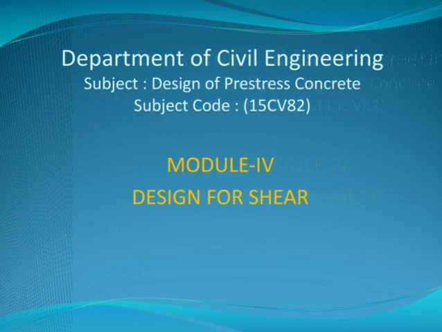We are into module 4, design for shear. In the previous lecture we solved one example on web shear, and using the VCW value we were able to find out the maximum UDL which the beam can support. Now let's move on to an example with flexure shear.